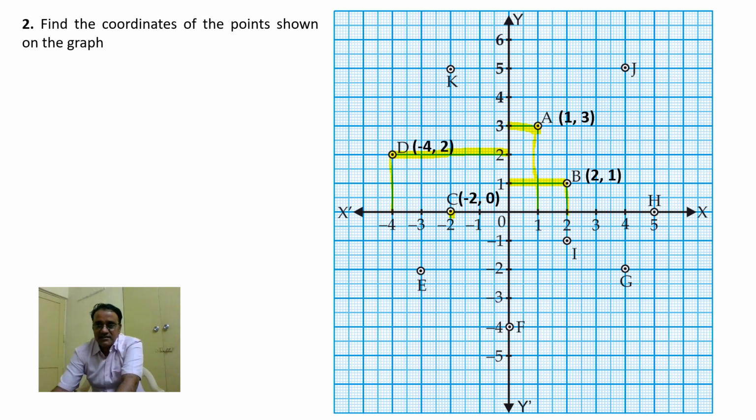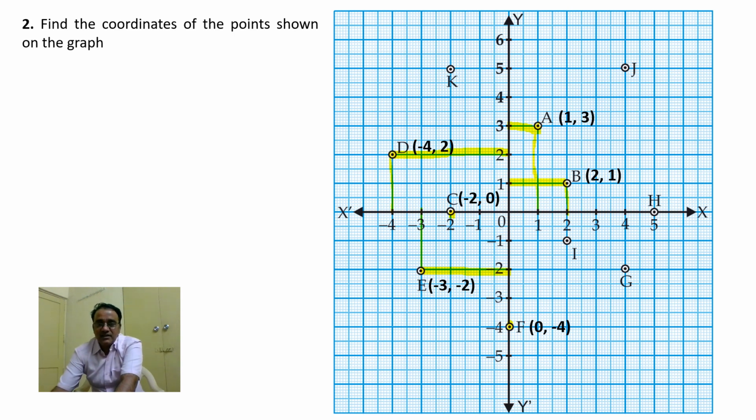And the next one is E. E third quadrant में है. So the value of x is -3 and the value of y is -2. So (-3, -2). Now the next point is F. F lies on the y axis, so its x coordinate will be 0 and its value of y is -4. So coordinate is (0, -4).